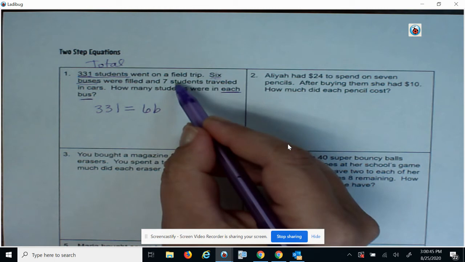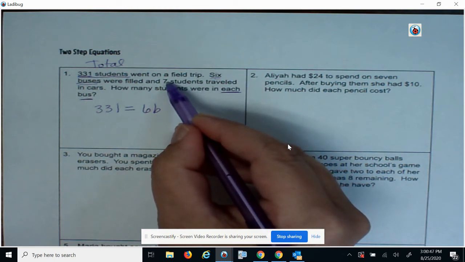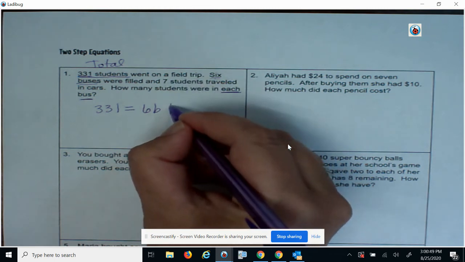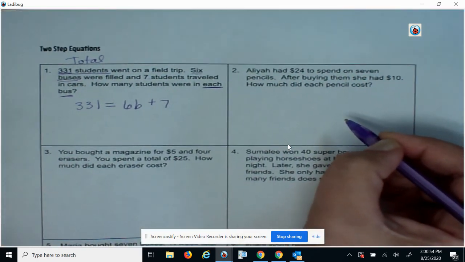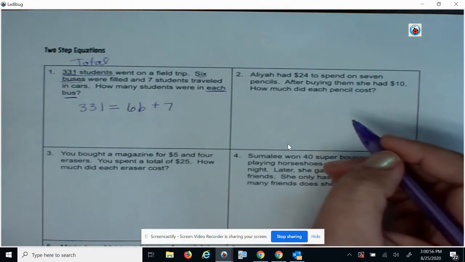And they were completely filled, and we had 7 more students in cars. So 7 more means we're adding 7. All right, so there's your equation to solve, and we're moving on to number 2.